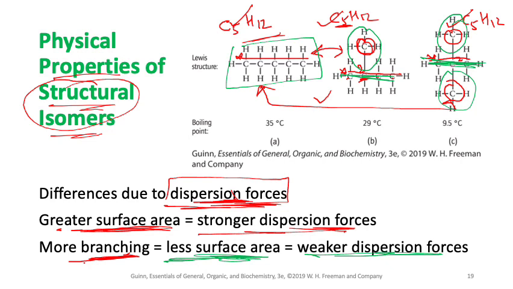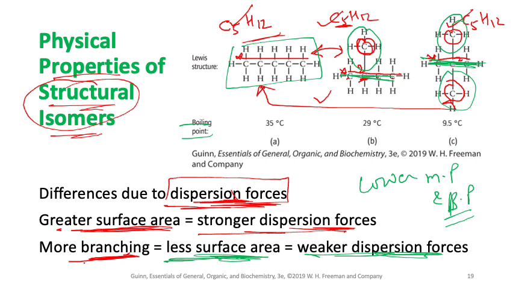If you have less dispersion forces, that means you will have lower melting and boiling point compared to the same structure that is not branched. For example, let's take this example. There are structural isomers, same molecular formula.